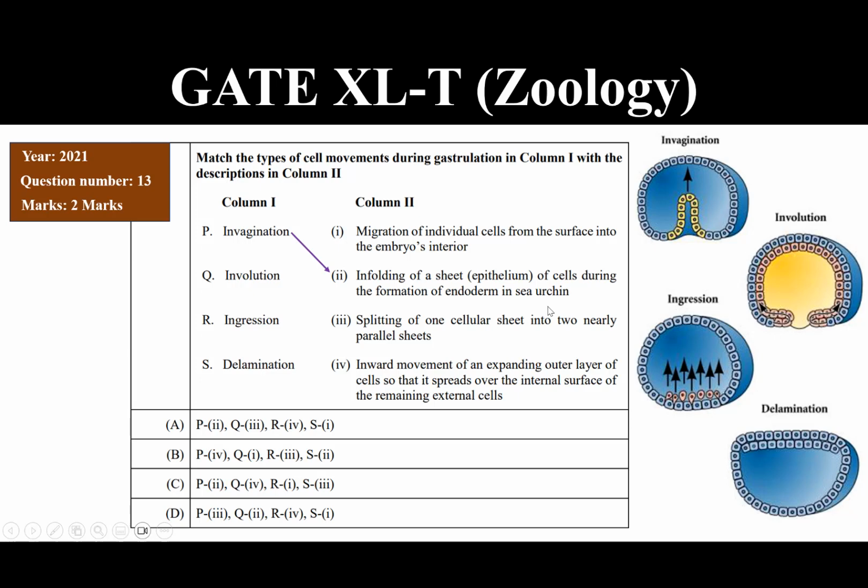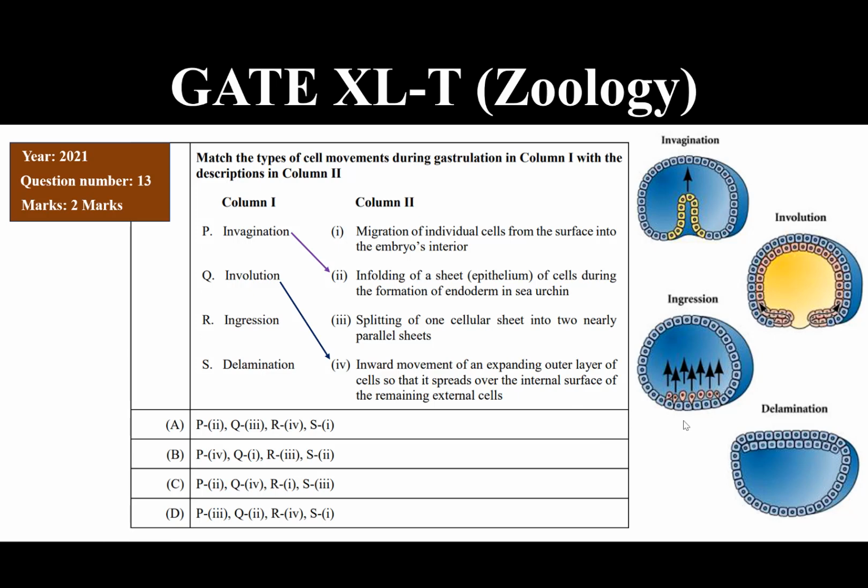Therefore, P is 2. Next is involution, which is here, which was very easy to remember. It was interning of the cell sheet. So you can find this here. This is inward movement of an expanding outer layer of cells so that it spreads over the internal surface of the remaining external cells. Ingression is the easiest, where you have the migration of individual cells.